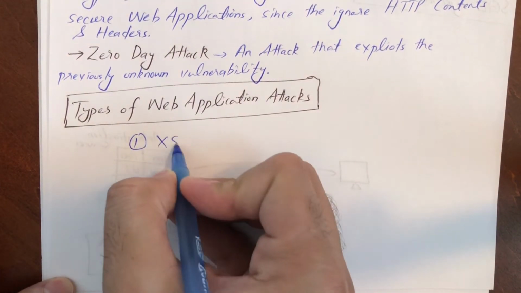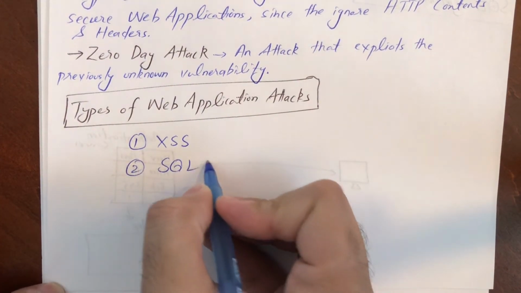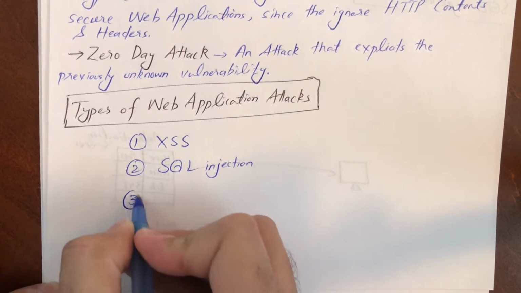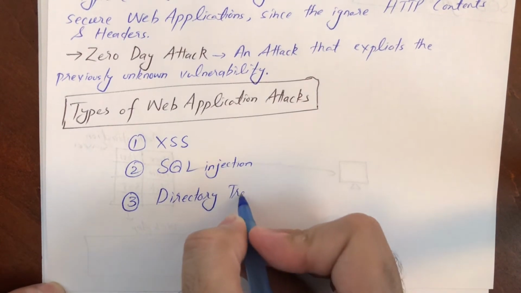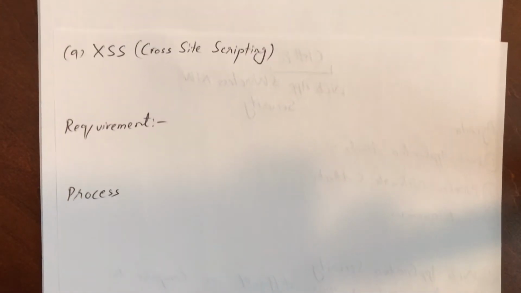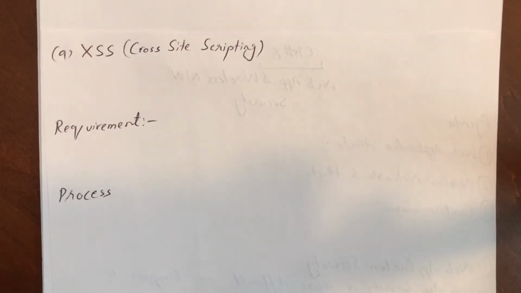One is called XSS, cross-site scripting. Second is SQL injection, structured query language injection attack. And the third is directory traversal. So these are the three main attacks that today we're going to talk about. So let's start with the first, the cross-site scripting attack. First of all, cross-site scripting is basically a server-based attack where attackers inject malware on a server and target their clients, the users of that website.